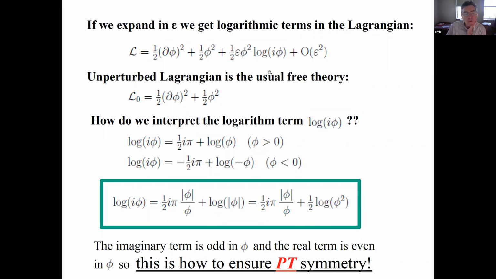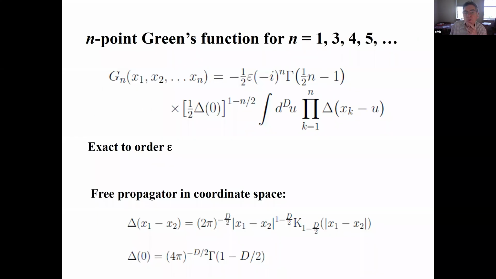To do so, you interpret this logarithm term by saying if phi is positive, log of i phi has this form, but if phi is negative, it has this form. Combining these into a simple equation, you see that log of i phi can be written this way. So the imaginary term is odd in phi, the real term is even in phi, and that is how we ensure the PT-symmetry of the Hamiltonian or the Lagrangian. And now this is just the answer.